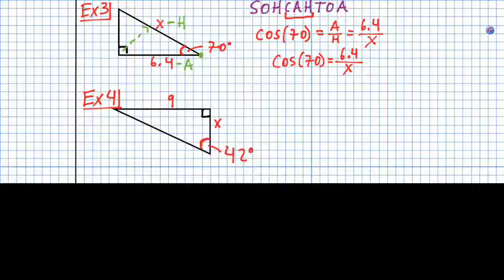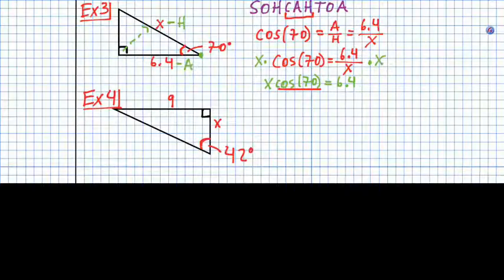So we want to get the x by itself. So the first step that I'm going to take is that I don't want this to be in the denominator. So what I'll do is I'll say multiply both sides by x. So I get x cosine of 70 is equal to 6.4. Now remember, cosine 70 is just some number, right? So I can say that this is just like having a coefficient on x.